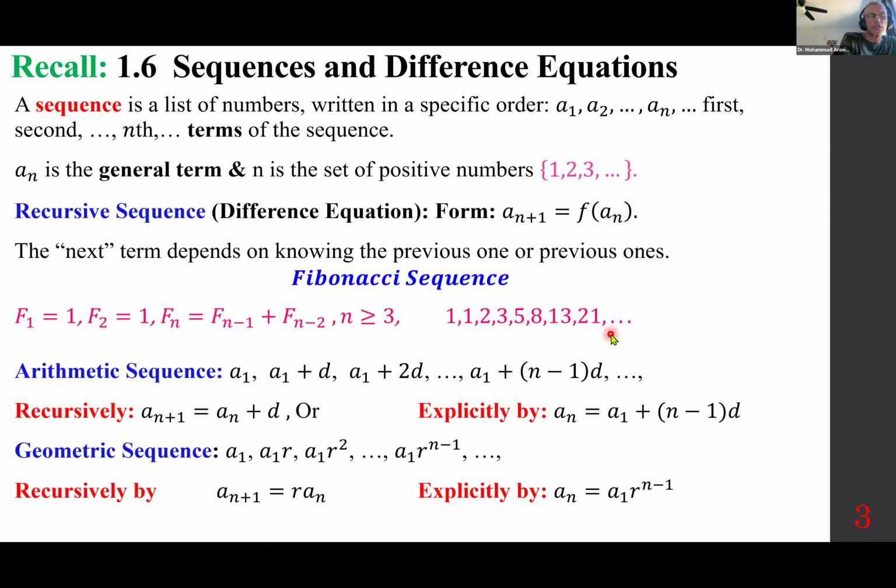Another one was the arithmetic sequence. A sub 1, a sub 1 plus d, a sub 1 plus 2d, and so on, where recursively a sub n plus 1 is a sub n plus d, explicitly a sub n equals a sub 1 plus n minus 1 times d. The next one is the geometric sequence, where you have a sub 1, a sub 1 times r, a sub 1 r squared, a sub 1 r to the power of n minus 1. Therefore, recursively, a sub n plus 1 is r a sub n, explicitly a sub n equals a sub 1 r to the power of n minus 1.